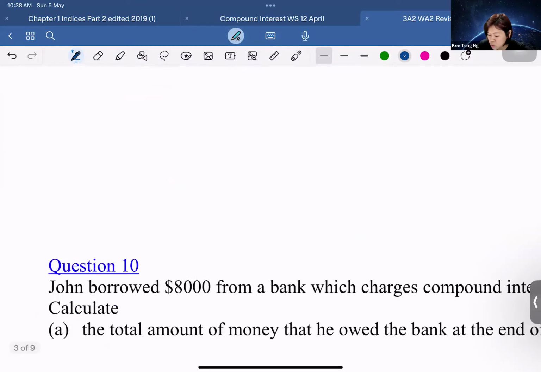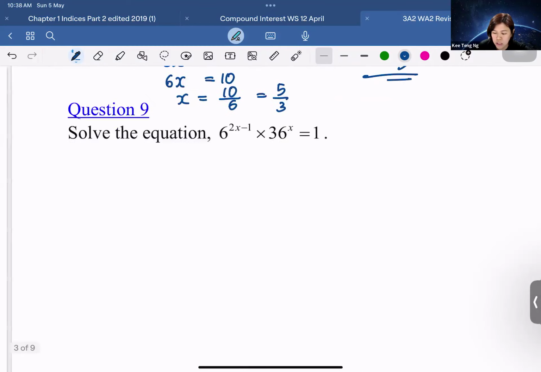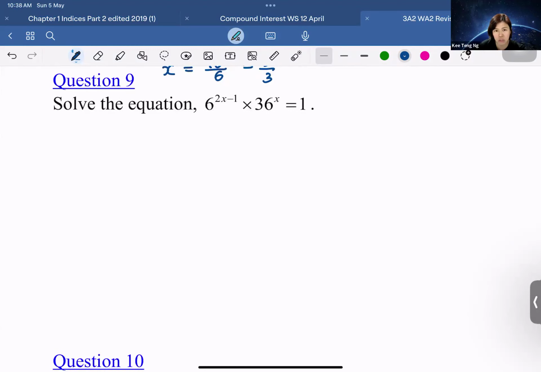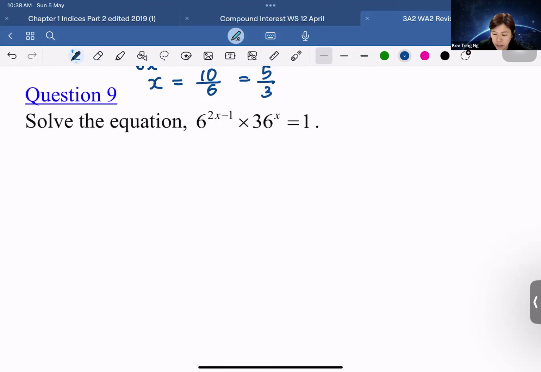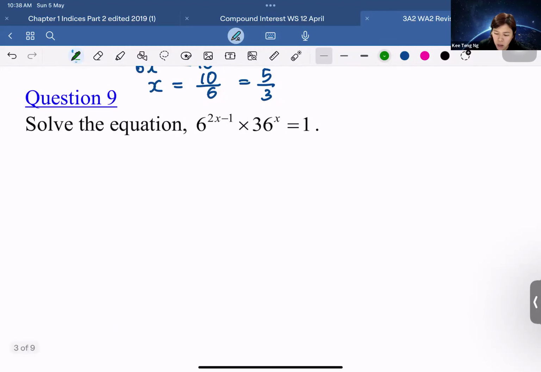Last part of the question, last two questions for this video. Over here, last part. Okay, I'll go through the compound interest also. Here again, let's take a look at the base. They have different base. One is a 6, one is a 36, another one is a 1. The moment we see this number 1, we should be very happy and think of one particular index rule. Do you remember? What's that? A to power of 0. Anything to power 0 is 1.